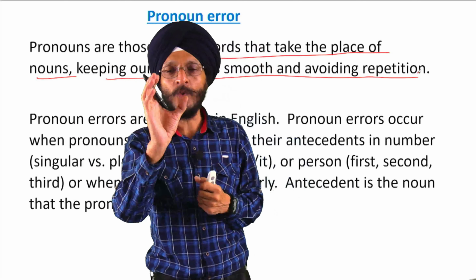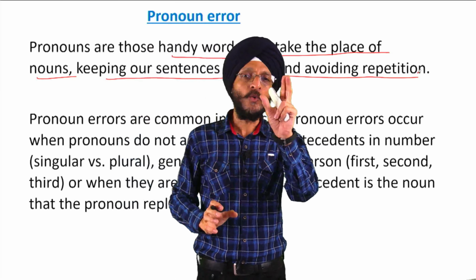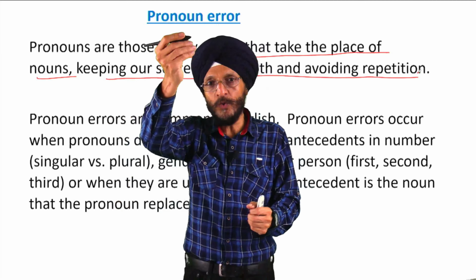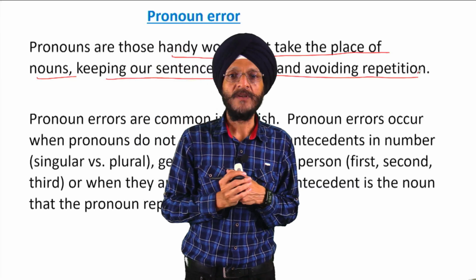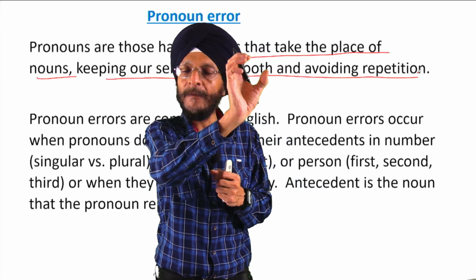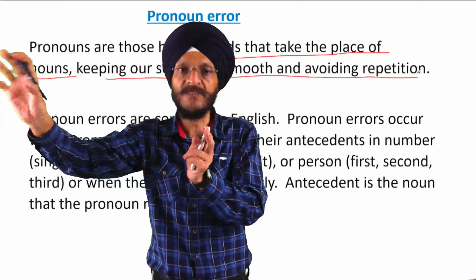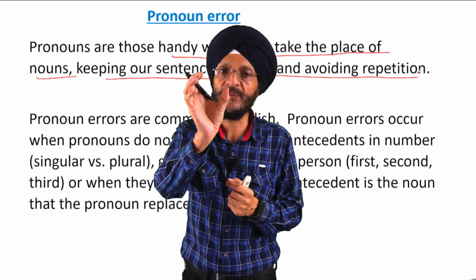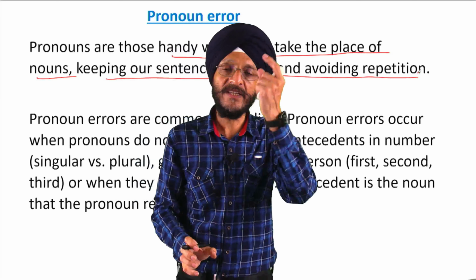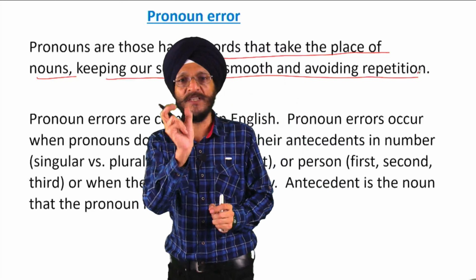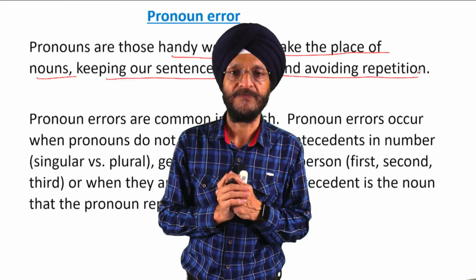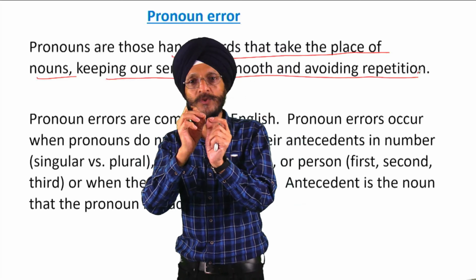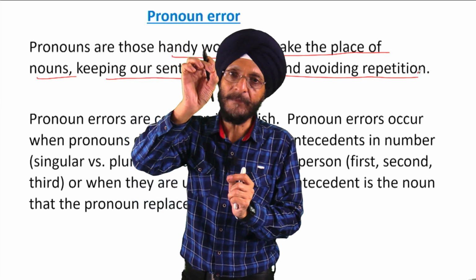Suppose you have been asked to write an essay on Abraham Lincoln in 10 lines. In the first line, you will write Abraham Lincoln was born in this country. In every line, you will not make use of the words Abraham Lincoln. In place of Abraham Lincoln, you will use the word he. So he is a pronoun. The word he has been used in place of Abraham Lincoln.